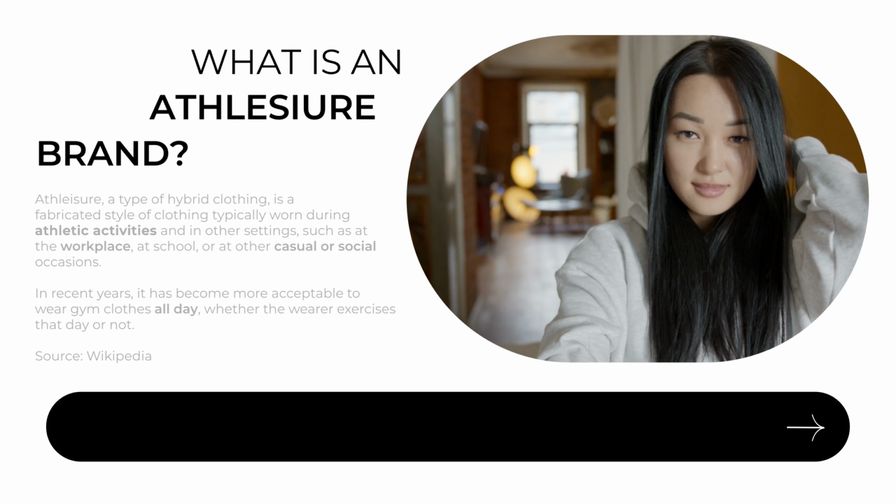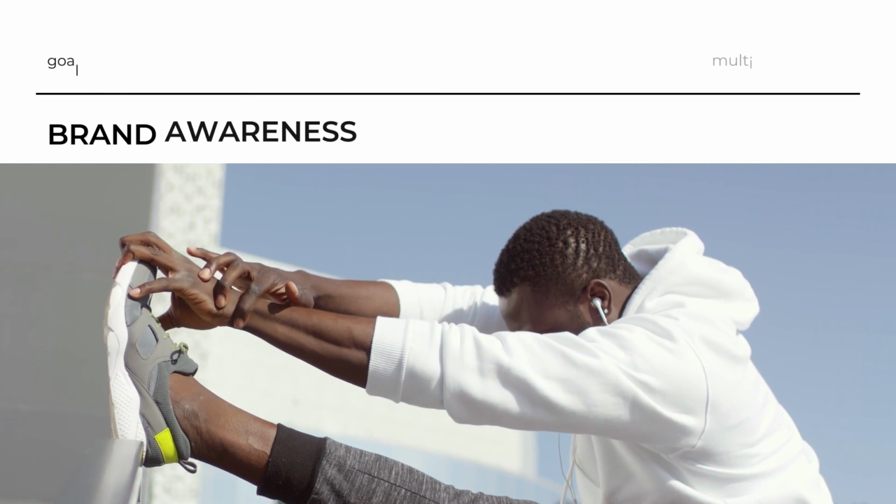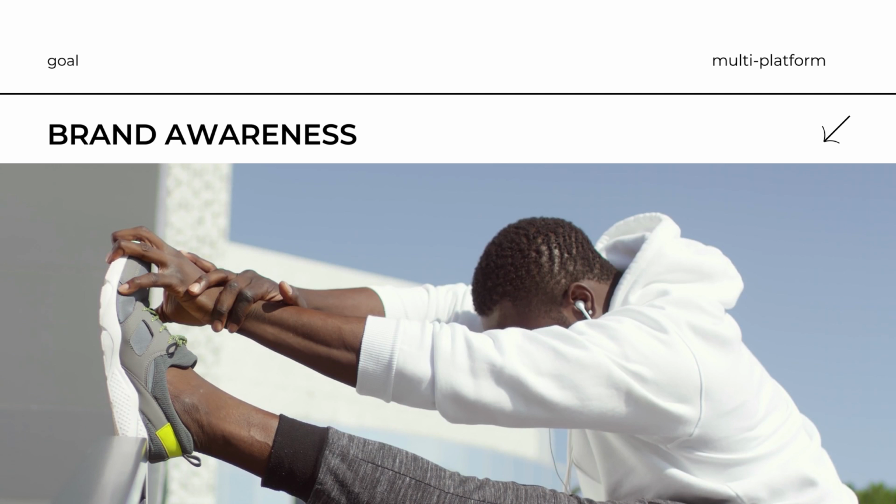Well, as per Wikipedia, athleisure, a type of hybrid clothing, is a fabricated style of clothing typically worn during athletic activities and in other settings such as at the workplace, at school, and at other casual or social occasions. In recent years, it has become more acceptable to wear gym clothes all day, whether the wearer exercises that day or not. So with our test commercial, we want to raise brand awareness for our athleisure brand and to let people know that we have clothing for each stage of the day, from morning to afternoon to evening to nighttime. And we will do that by putting our ad across multiple platforms, including web and social media.